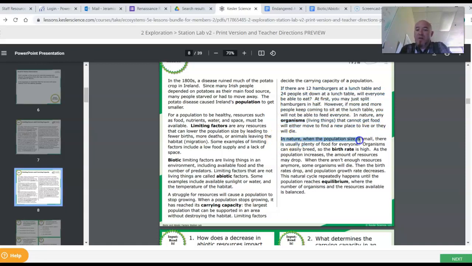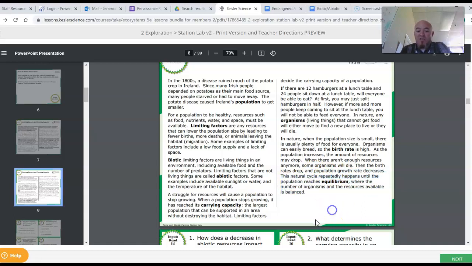In nature, when the population size is small, there is usually plenty of food for everyone. Organisms can easily breed, so the birth rate is high. As the population increases, the amount of resources may drop. When there aren't enough resources anymore, some organisms will die. Then the birth rate will drop and the population growth rate will decrease. This natural cycle repeatedly happens until the population reaches an equilibrium where the number of organisms and the resources available are balanced.